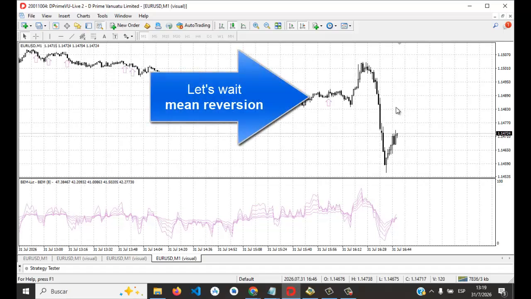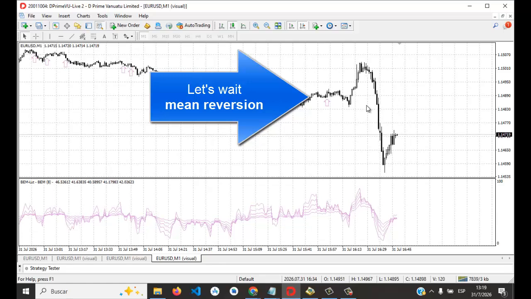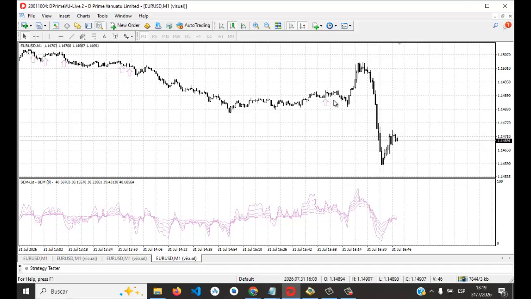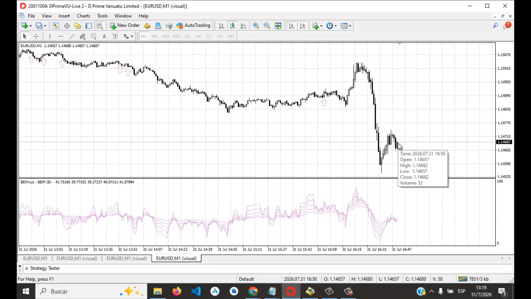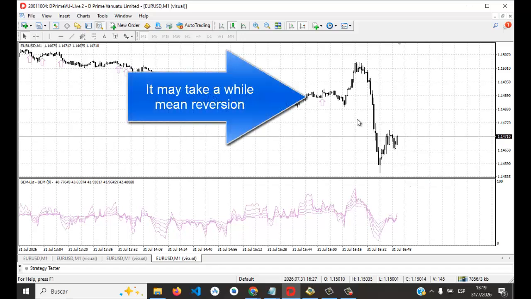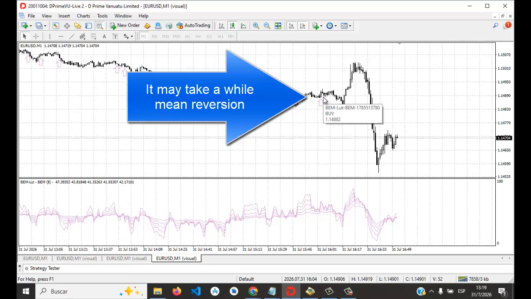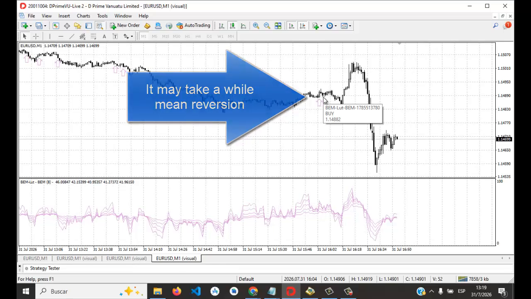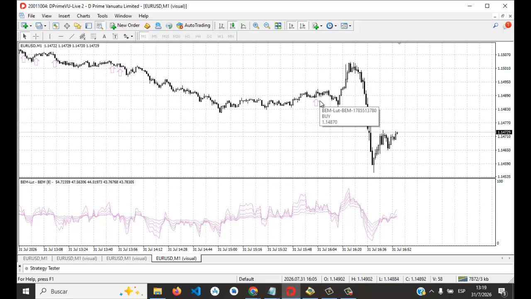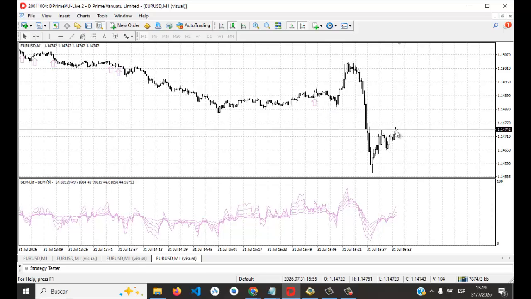Let's wait for mean reversion. It may take a while for mean reversion. This example was during the New York session.